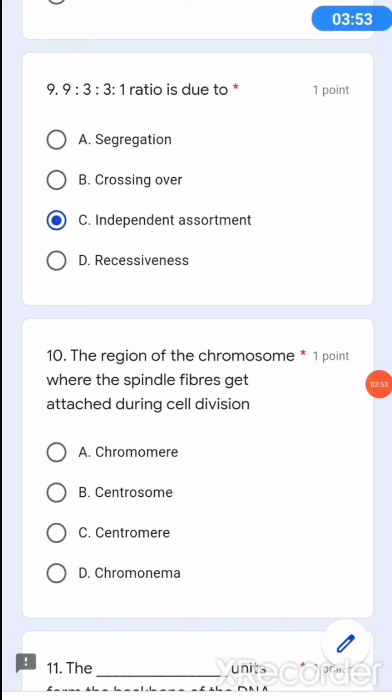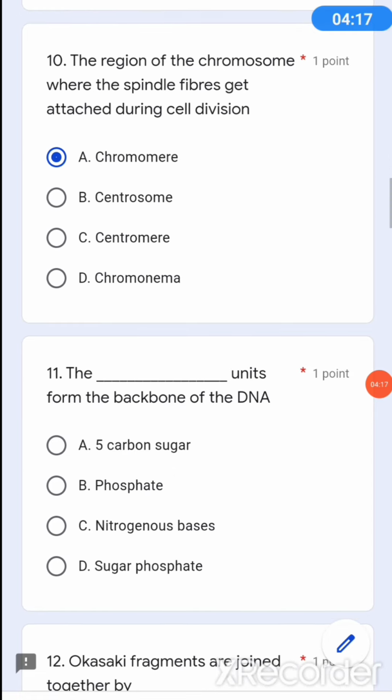10. The region of the chromosome where the spindle fibers get attached during cell division is the centromere. 11. The sugar phosphate units form the backbone of DNA.